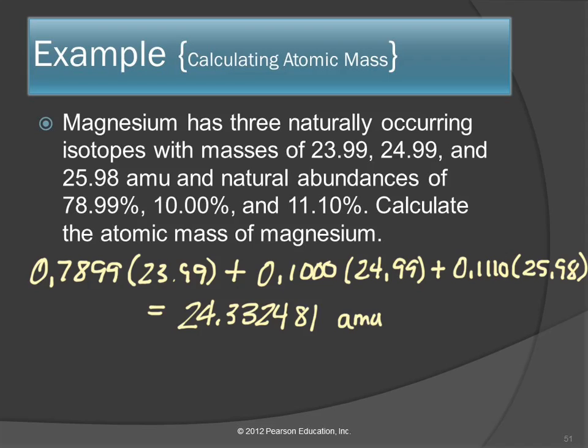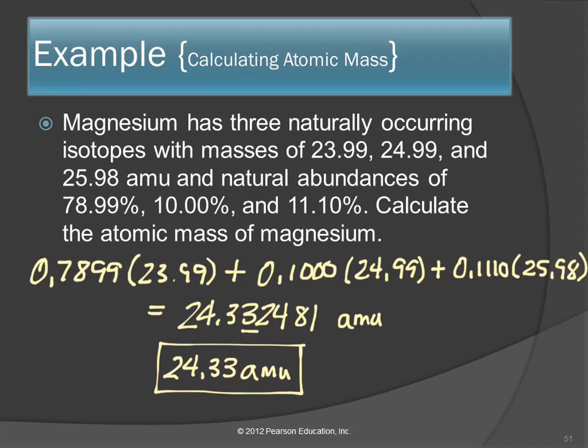Now this, we always need to think about significant figures. And here we have multiplication and we have adding. And so we could go through that whole thing, but I'm going to tell you a shortcut. However many decimal places the individual masses had, that's how many you should report for your final answer. So each of these had 2 decimal places. It was to the nearest 0.01. So I'm going to round this to the same place, and I'm going to call this 24.33 atomic mass units.